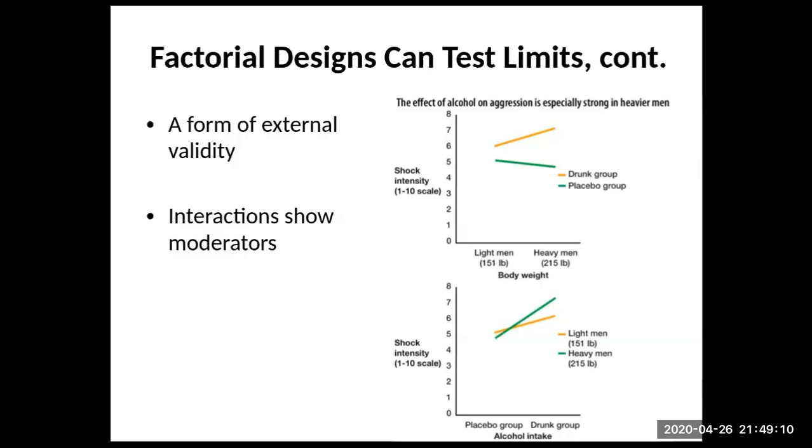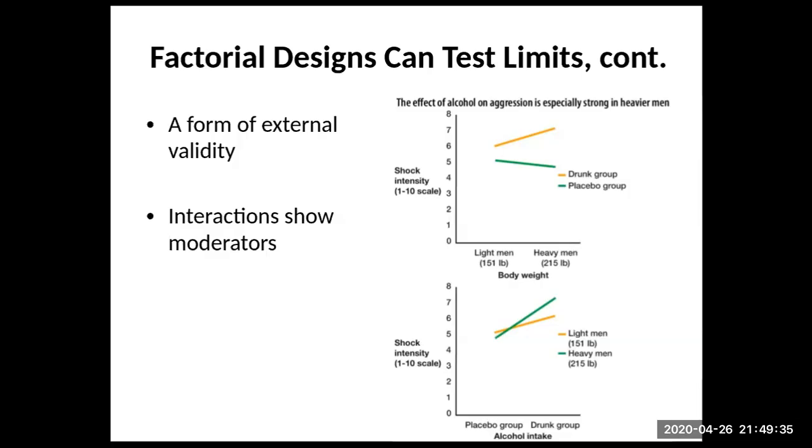And sometimes how you group the data, which one is on the x-axis, may help to tell a better picture. What does that mean? So again, we can explain it like we did in the top one, where those in the drunk group increased and those in the placebo group decreased as you went from light to heavier men. Here, it might be even easier to explain this graph.